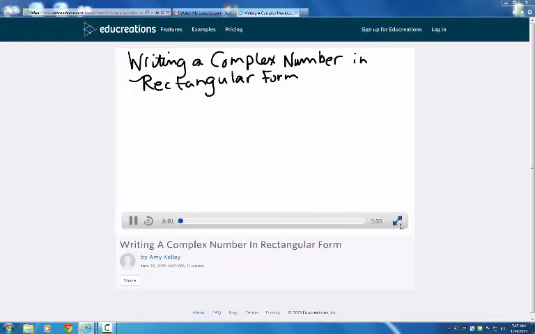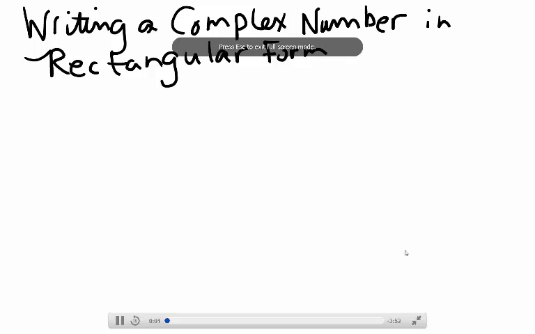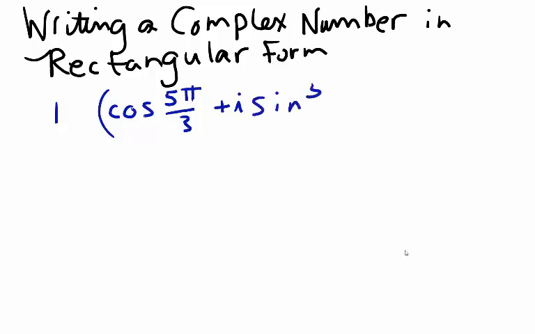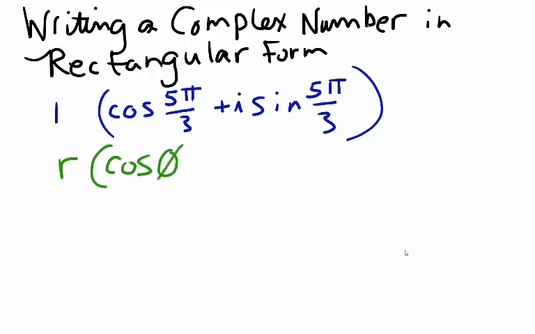In this video, we're going to take a complex number in polar form and rewrite it in rectangular form. Suppose our complex number in polar form is 16 times cosine 5 pi over 3 plus i sine 5 pi over 3. So 16 corresponds to r, cosine 5 pi over 3 corresponds to cosine of theta, plus i, and then sine 5 pi over 3 corresponds to sine of theta.